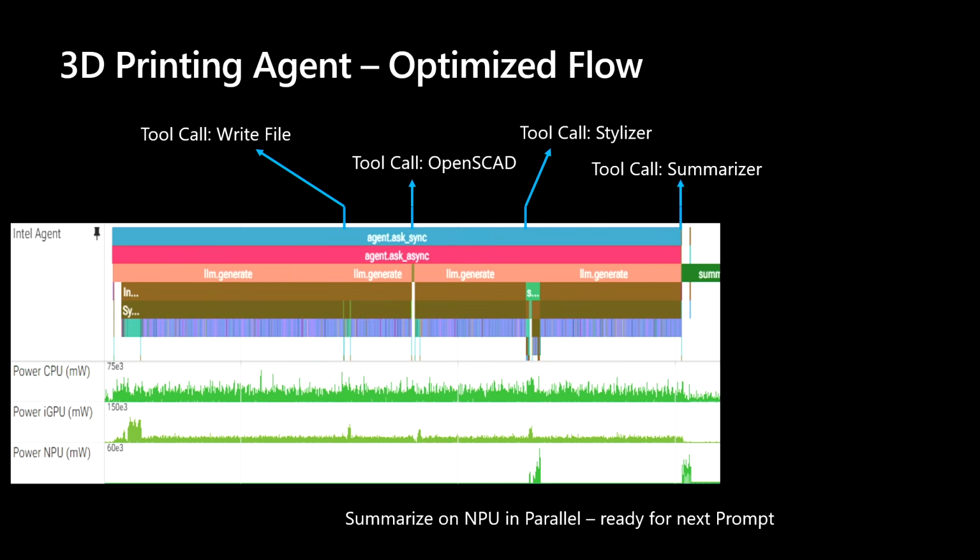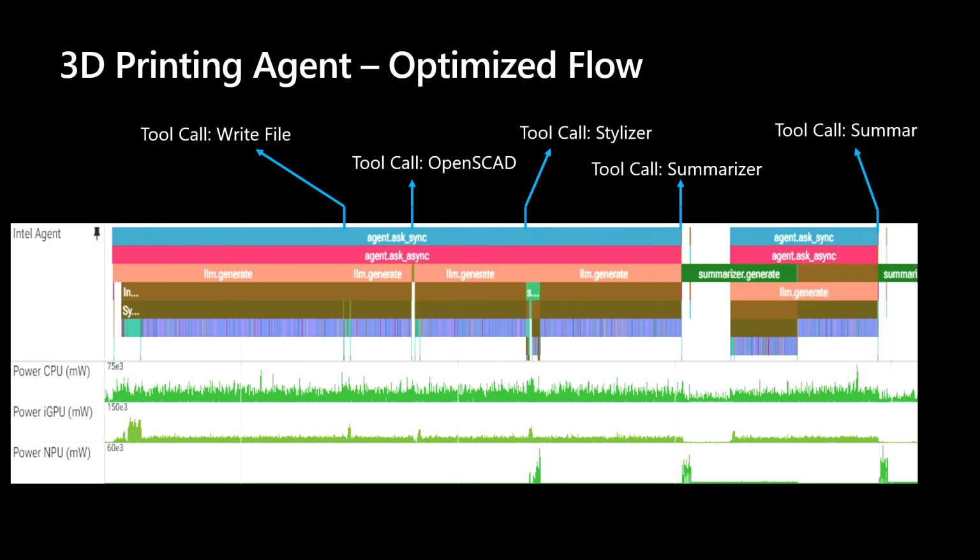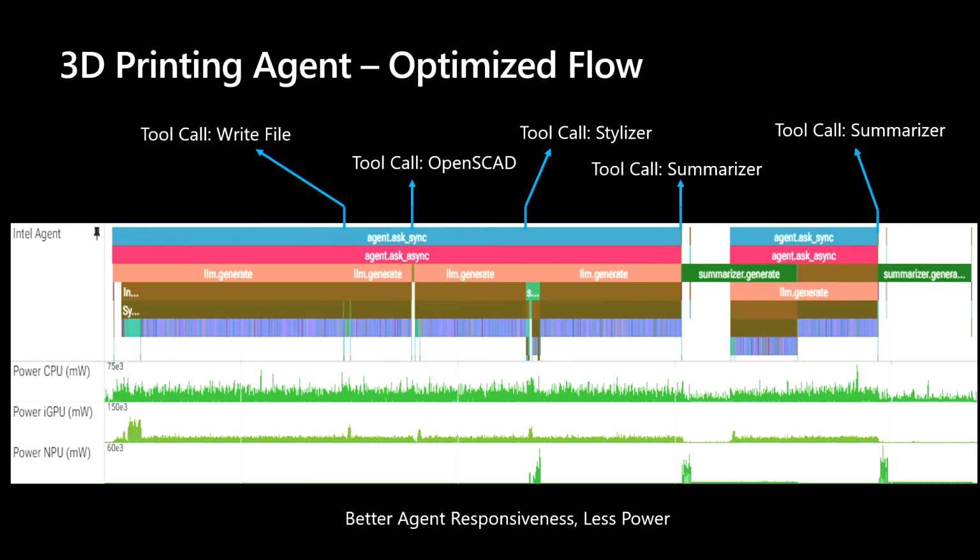As the turn essentially completes, the agent kicks off the summarization of the conversation, and that is done in the background by the NPU. And right at that point, the agent is ready to process the next prompt. And so the end effect is that we can shorten the time from a user experience point of view, and the agent is able to respond quicker.